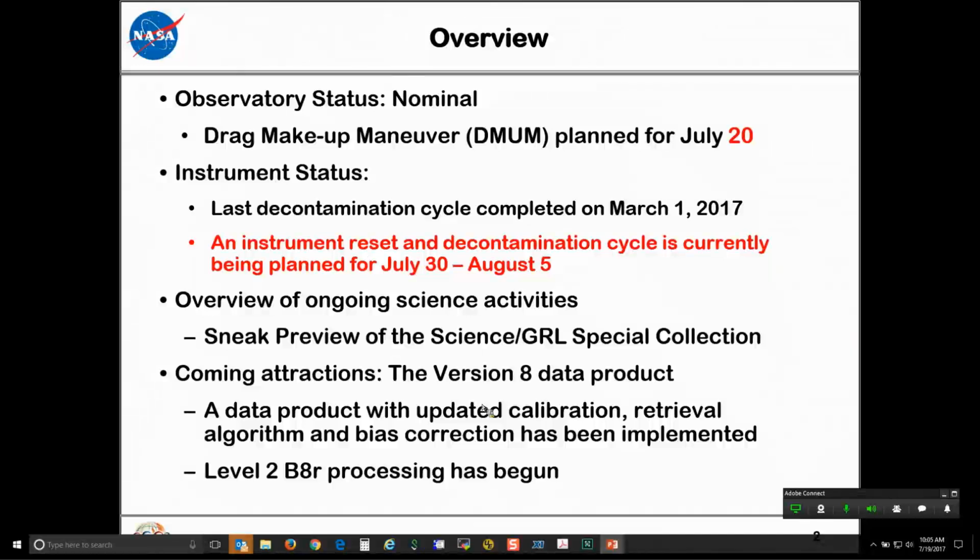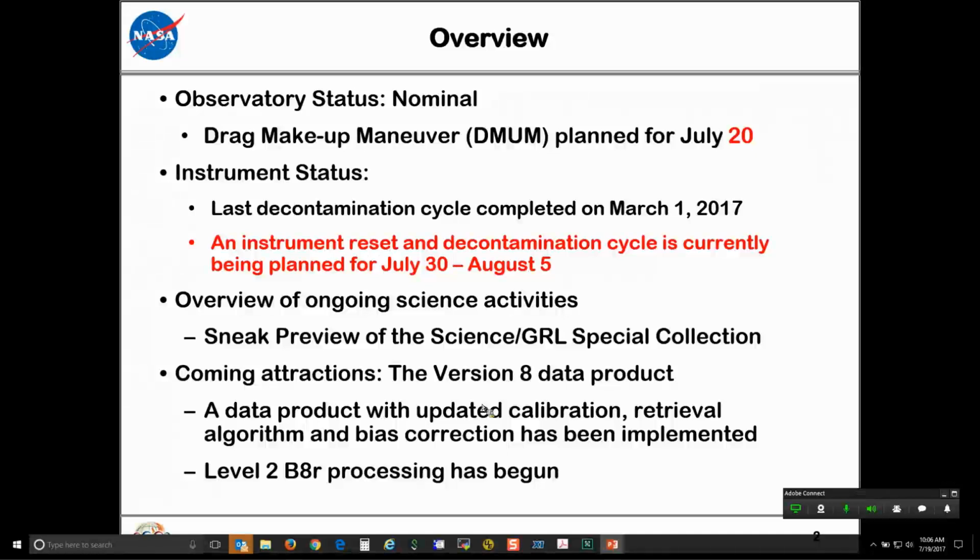And then a real quick thing, we actually routinely decontaminate the instrument. That usually knocks us offline for about a week. It turns out that we actually have to do an instrument reset along with a decontamination cycle by the end of the month, roughly. The nominal dates for that right now are the 30th through August 5th, but I found out yesterday evening that we might slip that one week further downstream so that we can participate in a little bit more of the first couple of weeks of the ABoVE campaign, which is ongoing in Alaska during this period.